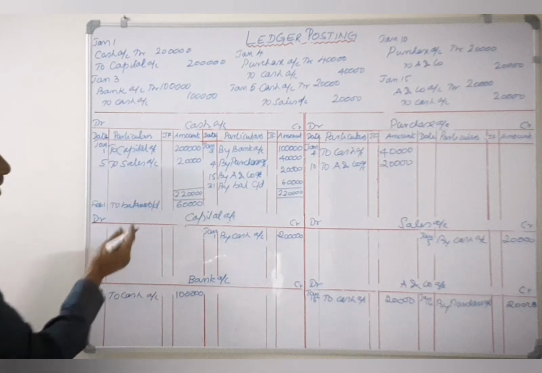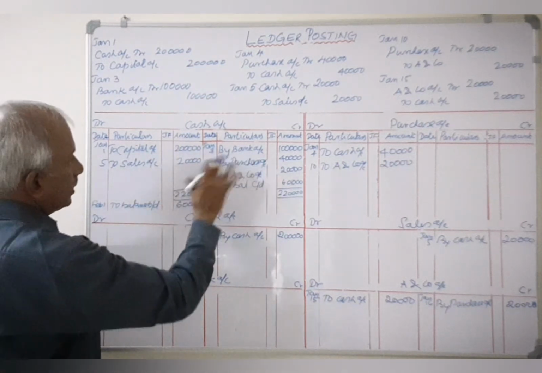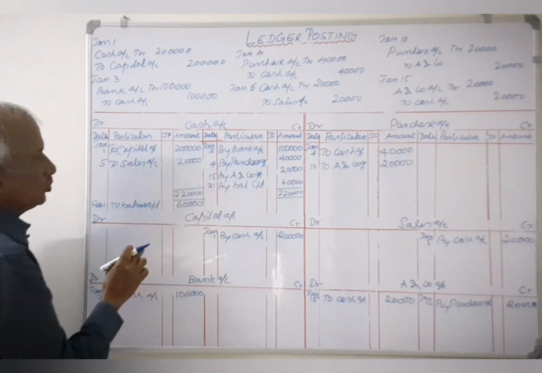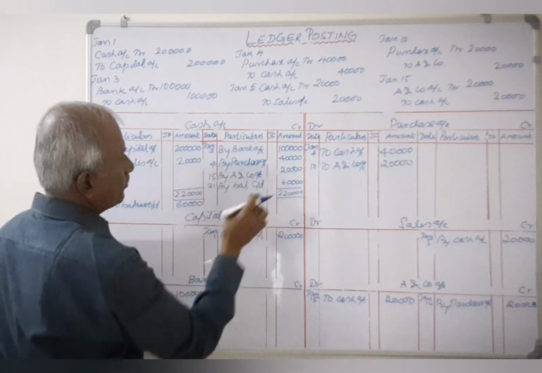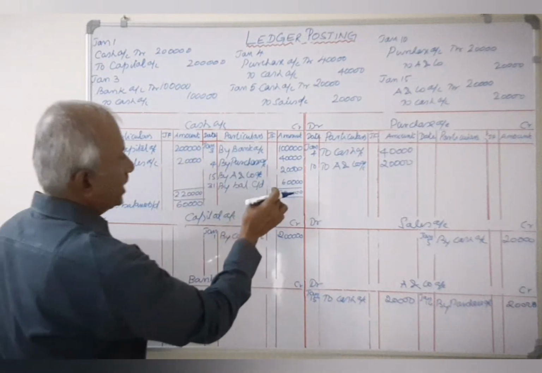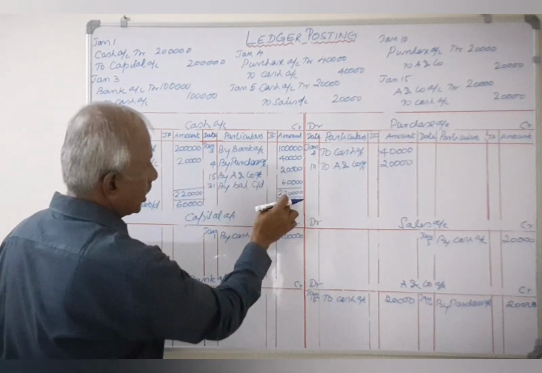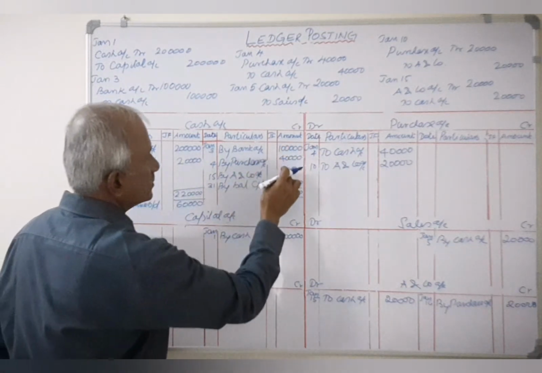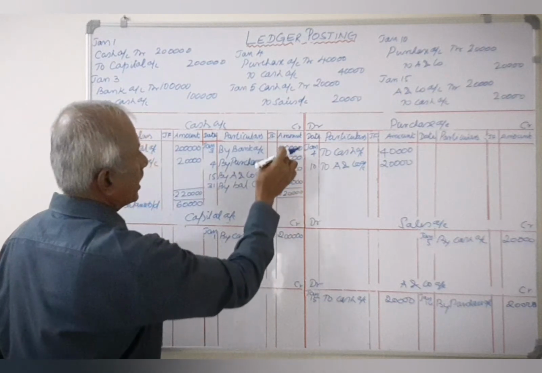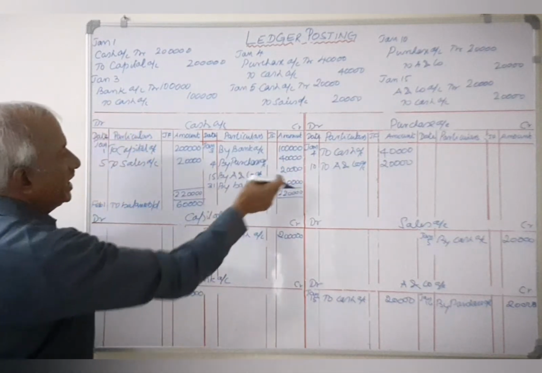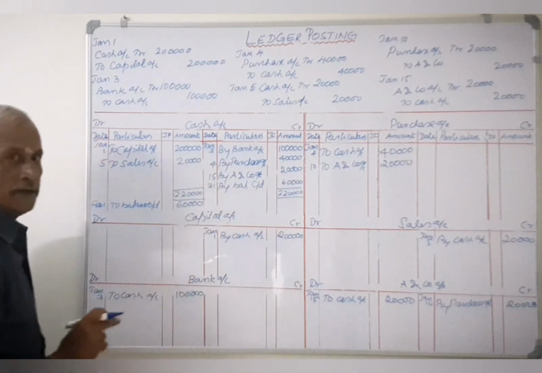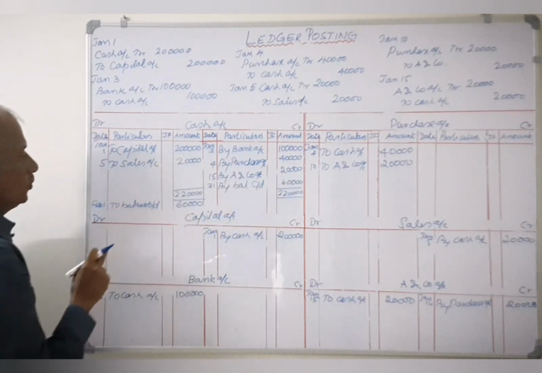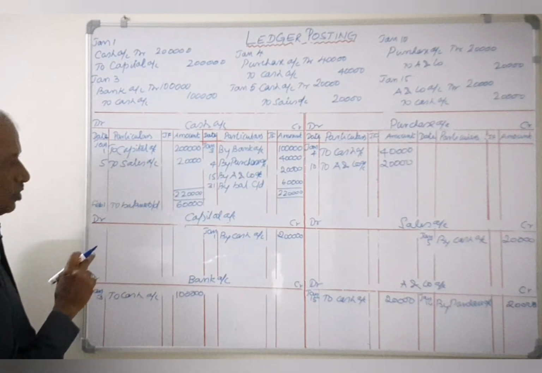Now let me repeat it. Find out the total of the heavier side. Now this side, the debit side, is heavier. So the total of the debit side is 2,20,000, and carry the same total to the opposite side and find out the difference between the total of the heavier side and the total of the lighter side, that is 1,60,000. So 2,20,000 minus 1,60,000 is 60,000 and against it you write "By balance CD". Carry the same amount to the opposite side and against it you write "To balance brought down".